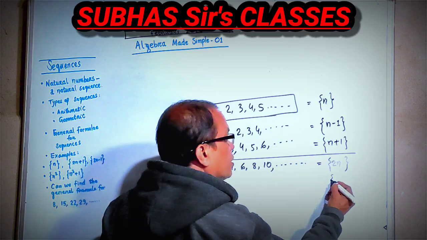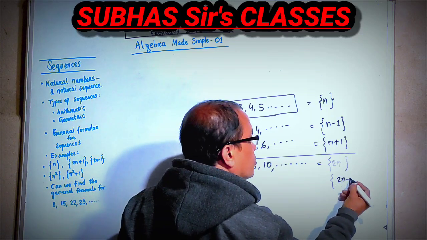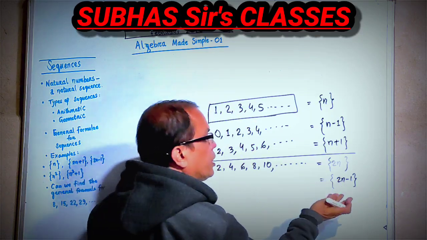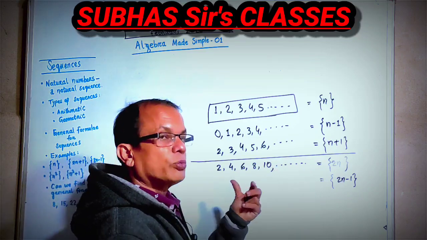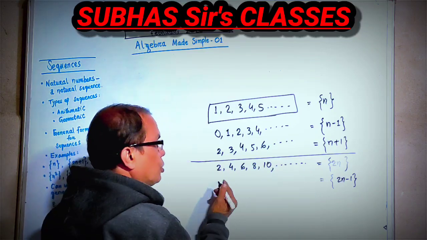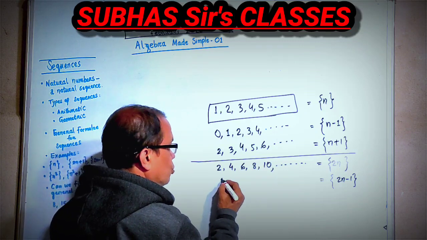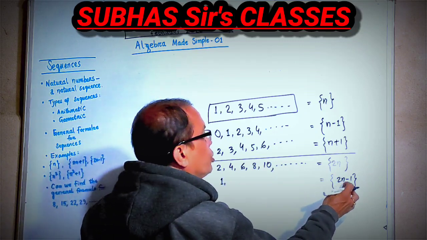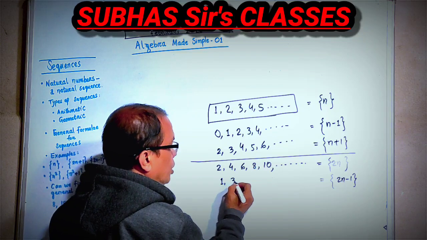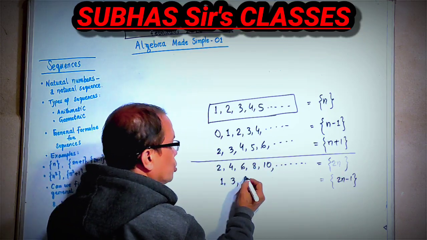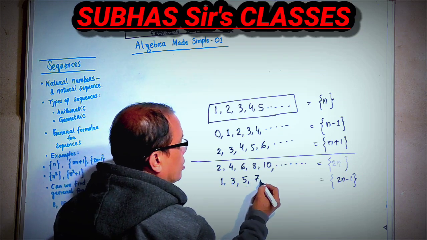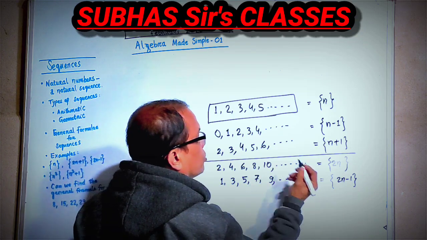What if I take 2n minus 1? See, all the terms will be 1 less than the terms in the previous sequence. So the first one will be 2 into 1 minus 1, so 1. The next will be 2 into 2 minus 1, so 3. Next 2 into 3 minus 1, so 5, 7, 9 and so on.